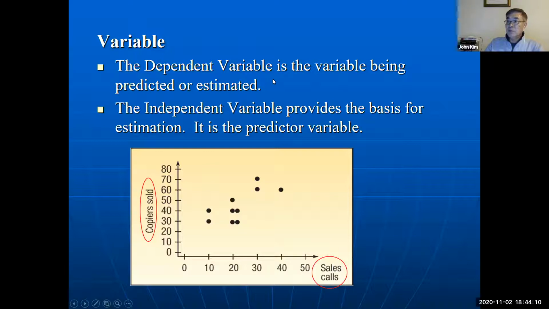The dependent variable is the variable being predicted or estimated. So using sales calls, the X variable, we can expect or predict the Y variable, that is the dependent variable. The independent variable provides the basis for estimation. It is the predictor variable. We call this X variable the predictor variable. Using this predictor variable, we can predict the Y variable.